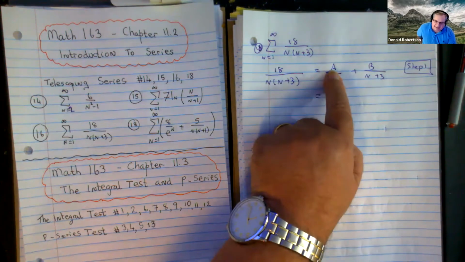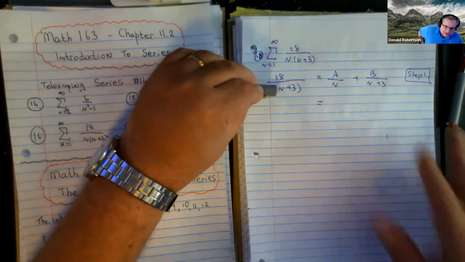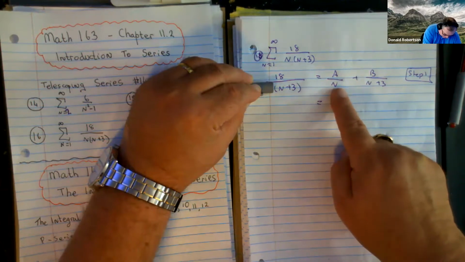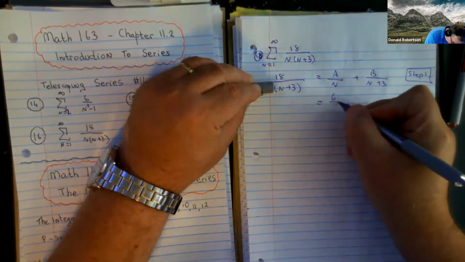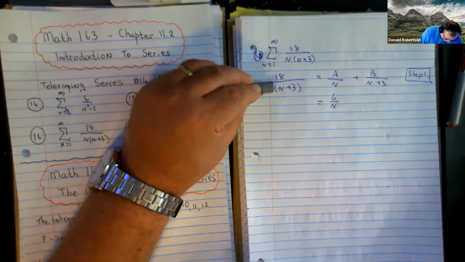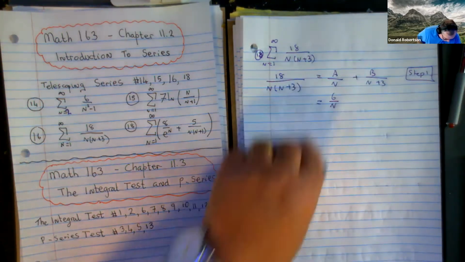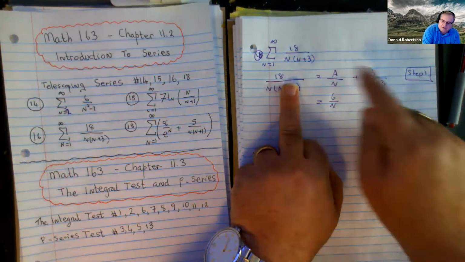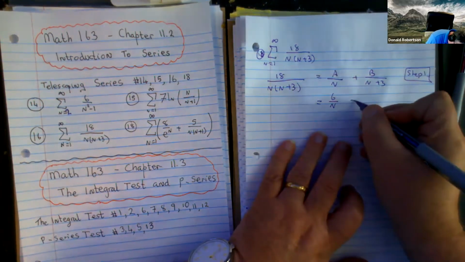Okay, I want this number A, the guy that belongs with the n. Go to the original and cover up the n. That's kind of why it's called the cover up method. The value of n that I'm going to use is 0, because that's what makes this 0. 18 over 3 gives me 6. Question? Okay. Second one then. N plus 3. Cover up the n plus 3 over here. Put in -3 for what's left. 18 over -3 gets you -6.